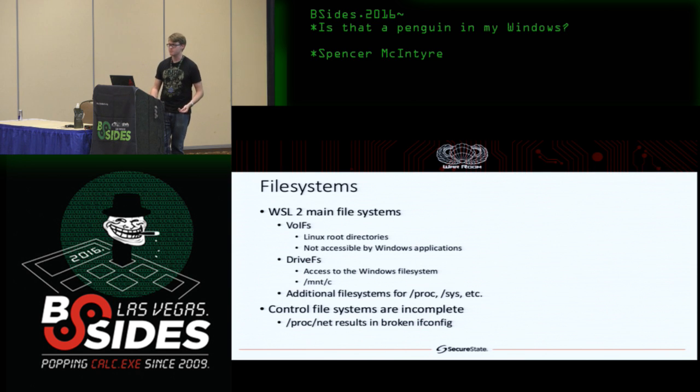Now, the other file systems are actually implemented for proc and sys, which allow basic communication with the kernel. That's what they're used for on a full native kernel implementation. You can read out information about the networking configuration. You can read out processes. You can get kernel options at runtime, things like that. These are implemented in very limited fashion on the WSL, so you don't have access to nearly even close to all of that you would expect to have on a normal Linux system. Specifically, one of the things I wanted to call out is that procnet is not implemented enough for ifconfig to be able to run at this time.